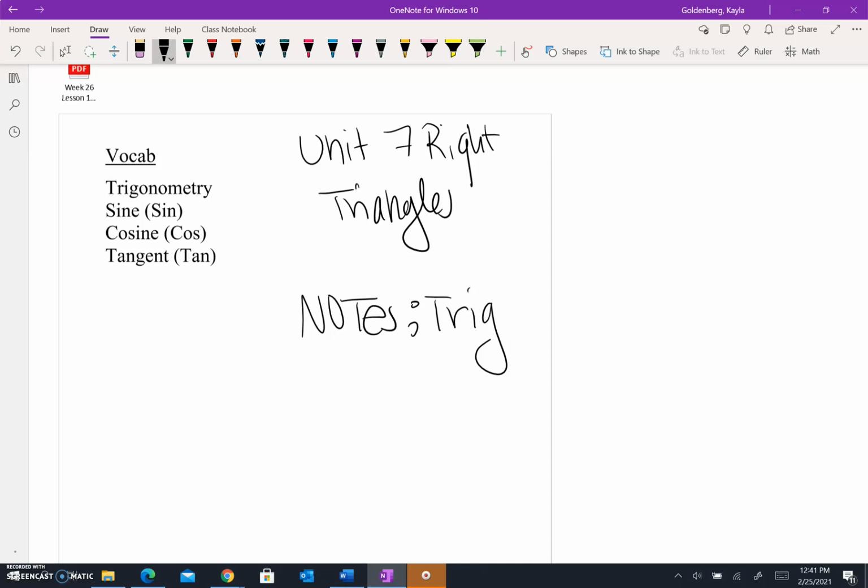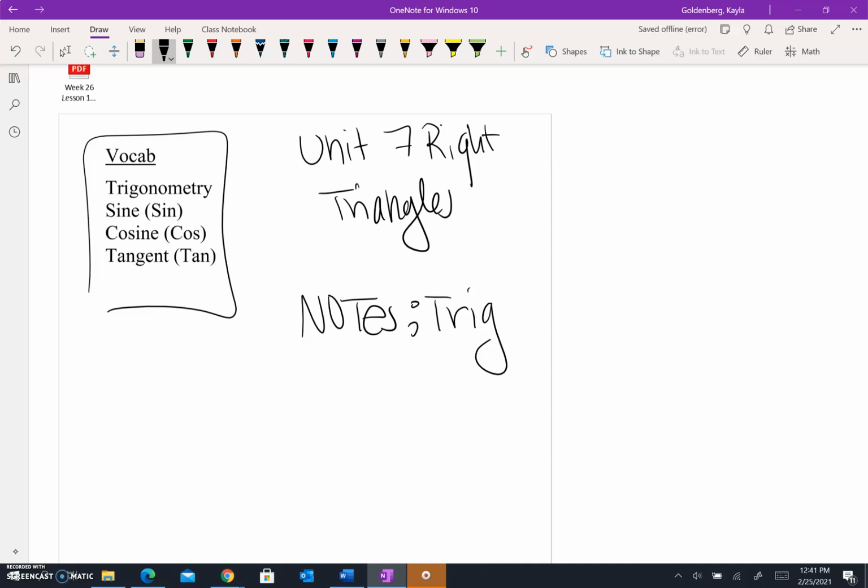And we're going to learn about trig, or the full word is trigonometry, which is a little bit of a mouthful. You'll also see these new vocab words come up: the sine, the cosine, and the tangent. We do have shorthand for them: SIN for sine, COS for cosine, and TAN for tangent. A lot of people accidentally say sin, cos, and tan, but it's supposed to be sine, cosine, and tangent.